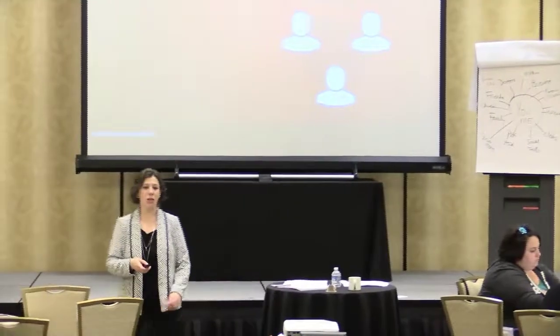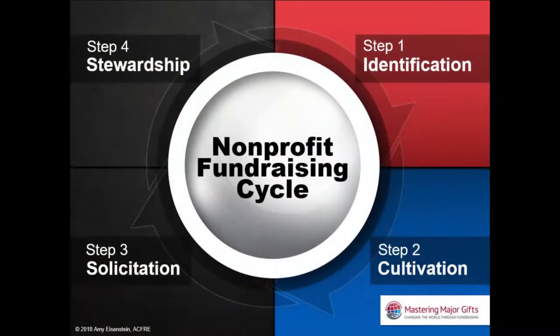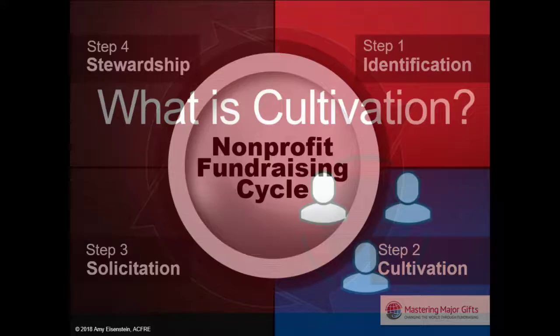So now we're in step 2. So we've done identification. I've given you 2 ways to identify potential donors, 1 out of your database and 2 from your networks. And now we're going to talk about cultivation, which is step 2.